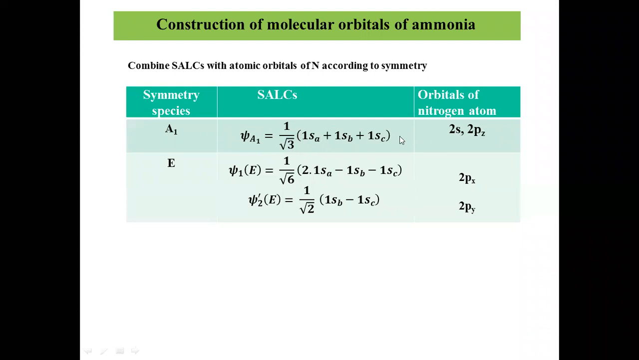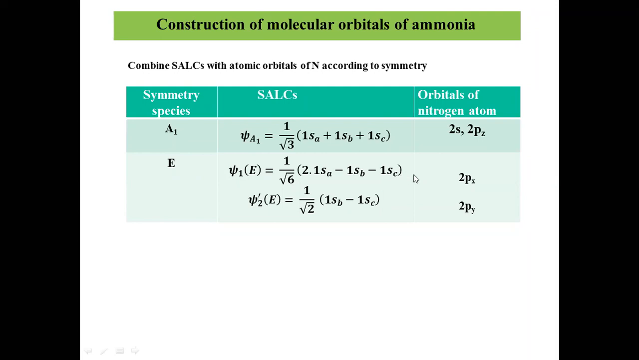So as a result we are going to get 3 MOs. Right? So we will see how they are going to look. Now for E type, I have 2 of the SALCs. One of them is 2 into 1 A minus 1 B minus 1 C, so that is along the lines of px. That's why I have written px here. So I can combine 2px with this only, not this one. Right? That will not give you the combination, because they are not the same type. Although they belong to the same symmetry, their diffuseness is going to be different.